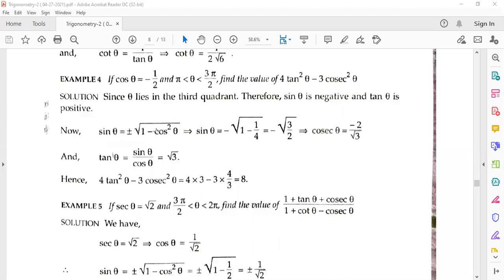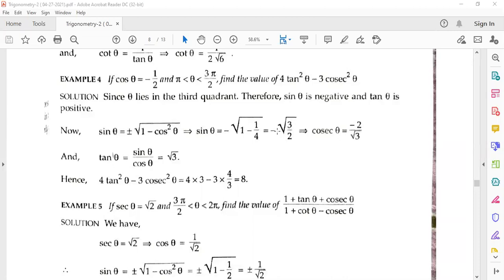Sin theta is equal to, as theta lies in the third quadrant, sin theta will be minus root over 1 minus cos square theta, that means minus root over 1 minus minus half whole square, 1 by 4. So it will be coming minus root 3 by 2. This is the value of sin. So the value of cosec will be the reverse of this, that is minus 2 by root 3. This is the value of cosec theta.